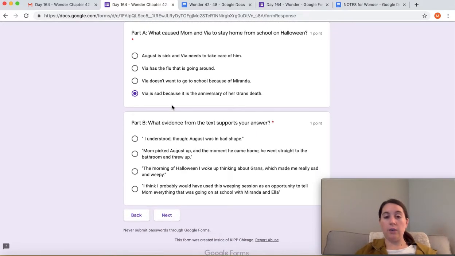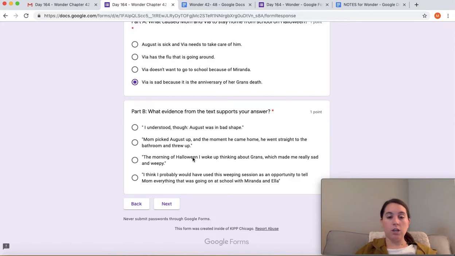Now I want to think of what evidence proves that she's sad about her grandmother. "I understood, though, August was in bad shape." That doesn't have anything to do with her grandma. "Mom picked up August. The moment he came home, he went straight to the bathroom and threw up." That tells me August is sick. That doesn't tell me anything about Via being sad about her grandmother. "The morning of Halloween, I woke up thinking of Grans, which made me really sad and weepy." That definitely proves that she's sad about her grandmother's death. So that could be our answer.